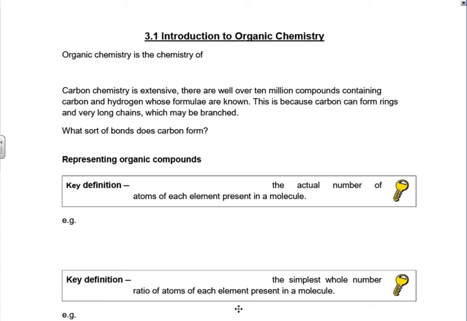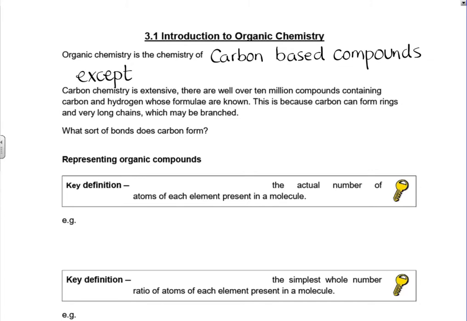We're going to introduce some of the key terms and types of formulas we're going to be using during our organic chemistry study. So let's just have a think about what is organic chemistry. Organic chemistry is the study of the chemistry of carbon-based compounds, but there are just a few exceptions. So we're looking at the chemistry of things containing carbon. Can you think of anything that is carbon containing that would be classed as inorganic?